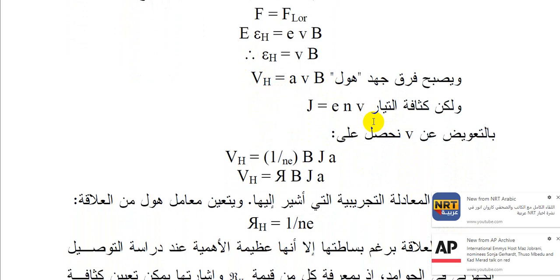we have already been briefed about, the commonly known current density is given as follows. J equals to nev. By evaluating V we get VH equals to 1 BJA. VH equals to R BJA.